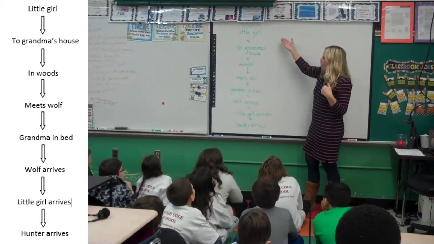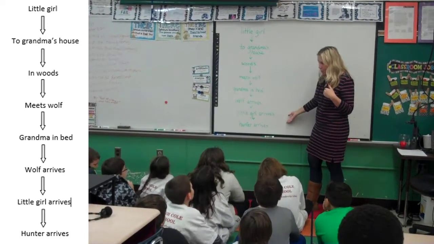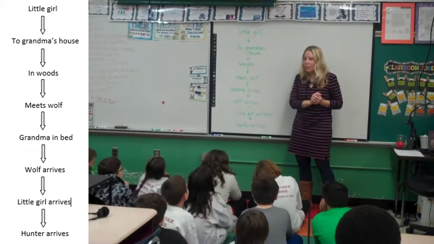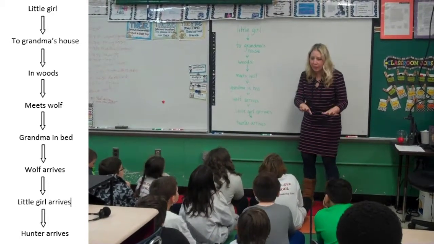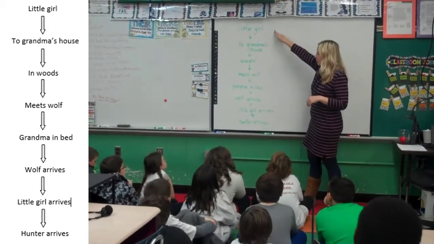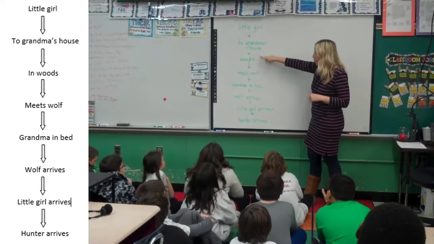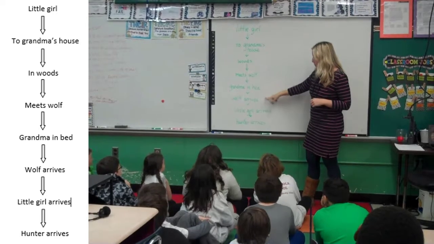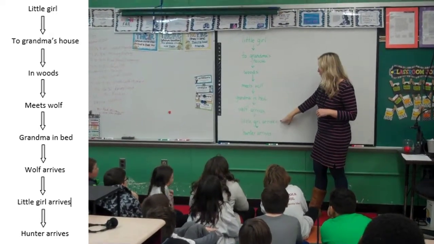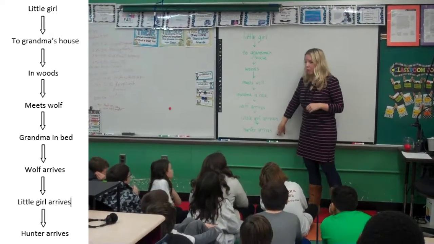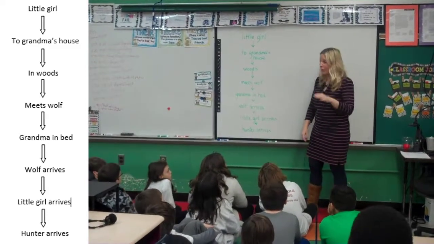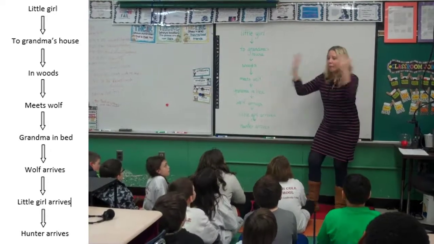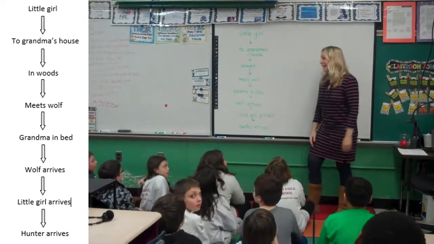And when I created this story impression, that's what I was thinking of for a certain story. So you probably will be able to recognize what this story is. Don't say it out loud yet. Little girl to grandma's house, woods, meets wolf, grandma in bed, wolf arrives, little girl arrives, hunter arrives. Okay, are you all thinking what story it is? Okay, when I drop my hands, you're going to tell me what story it is. Ready? Little Red Riding Hood. Yeah, Little Red Riding Hood.